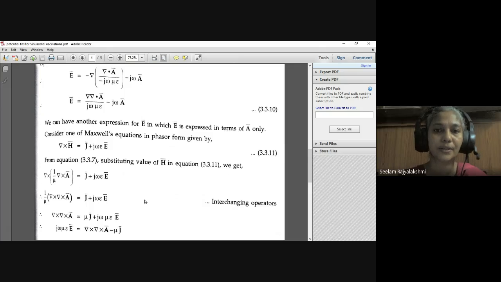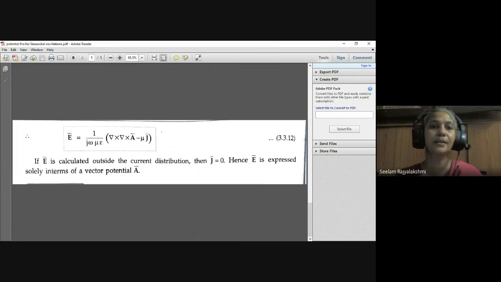So interchanging the operations, therefore ∇ × ∇ × A is equal to, sending this μ to the other side by cross multiplication, μJ̄ plus jωμεĒ. So considering the term jωμεĒ, we can send the other term to that side: ∇ × ∇ × Ā minus μJ̄. Therefore E is equal to 1 by jωμε (∇ × ∇ × Ā minus μJ̄).